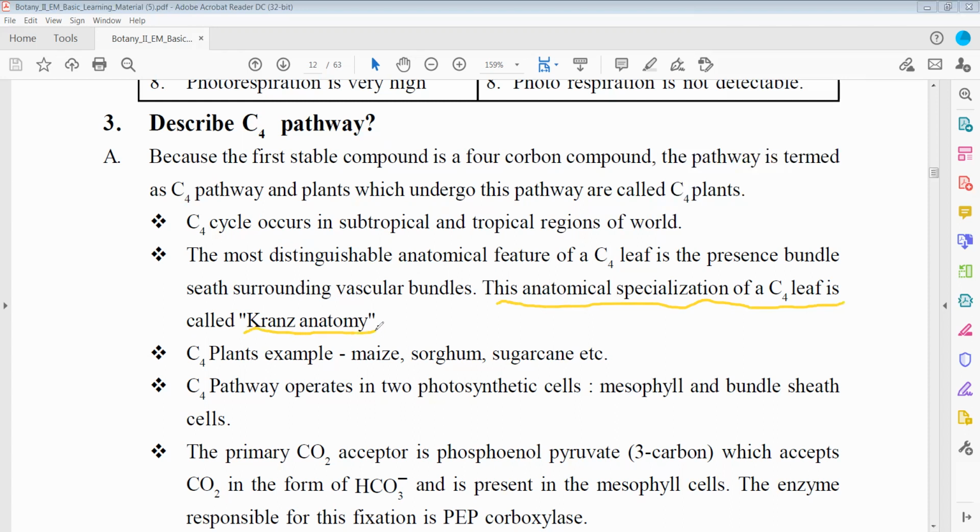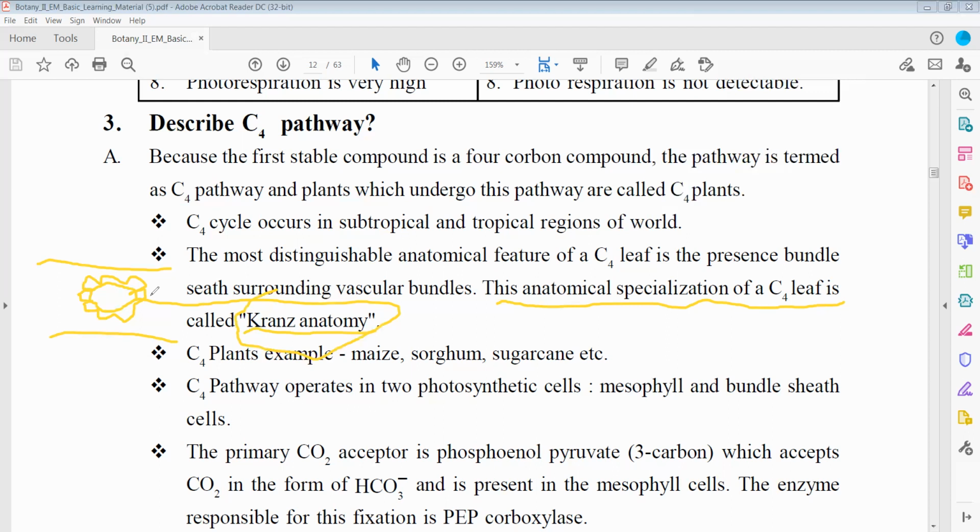Imagine this is the TS of a leaf, the transverse section of the leaf. At the center there will be a vascular bundle. This is the vascular bundle sheath. The sheath has specialized cells. This kind of sheath we can see surrounding the vascular bundle. This sheath arrangement is called Kranz anatomy. It was discovered by the scientist Kranz. Hence this anatomy is called Kranz anatomy.